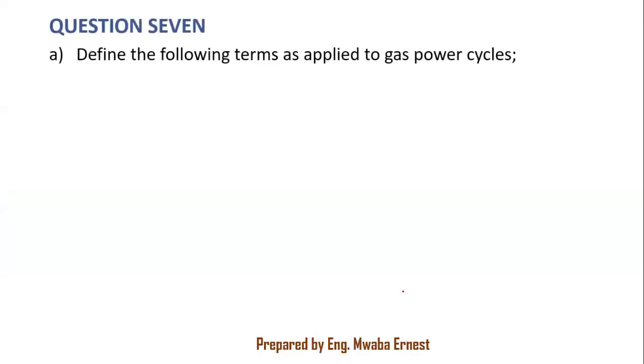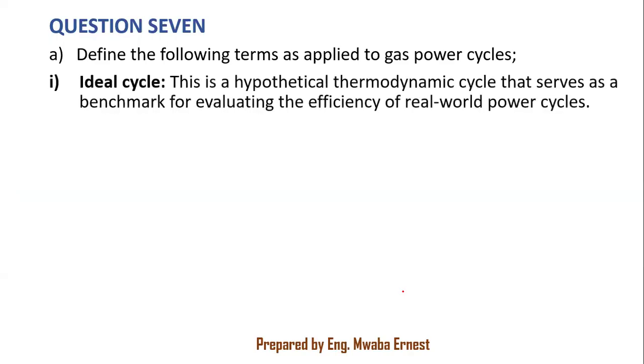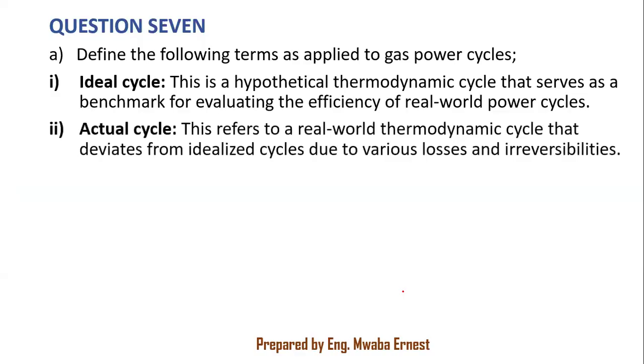Question 7. Definitions as usual. We have an ideal cycle. So when we're dealing with an ideal thermodynamic cycle, we're dealing with a thermocycle that serves as a benchmark or as a reference for evaluating efficiency in the real world, because in reality, those efficiencies are normally lower due to other realities we face. Then the actual cycle, this is the one that you obtain in the real world. It's away from that ideal cycle, so you find that there are losses and things that cannot be reversed.